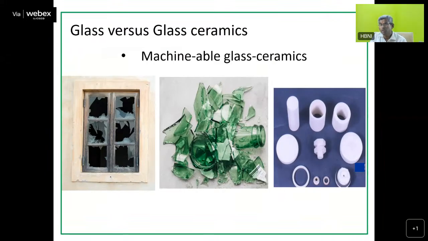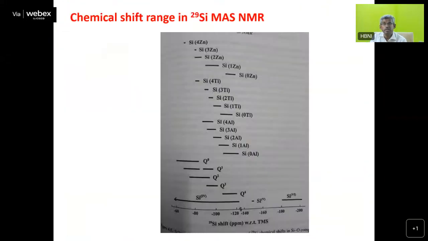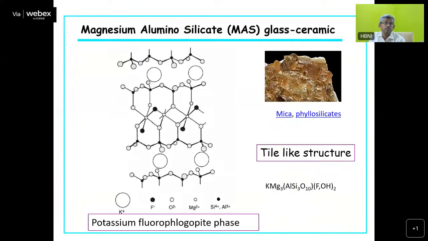So next class we will give some more examples wherein solid state NMR can be used to identify the different structural units present in the glass and how they affect the thermophysical properties or material properties of the material.